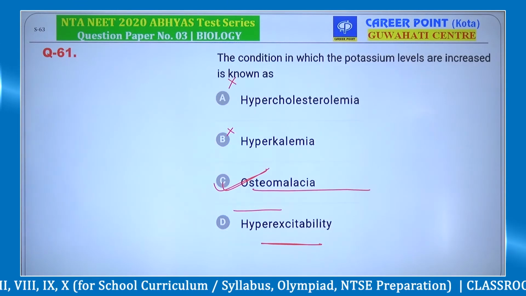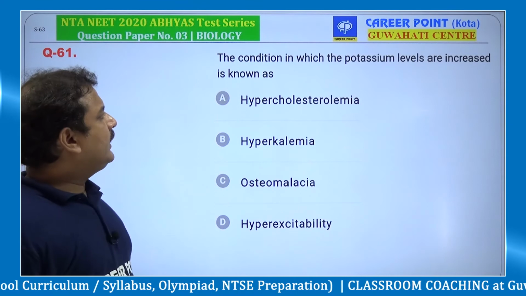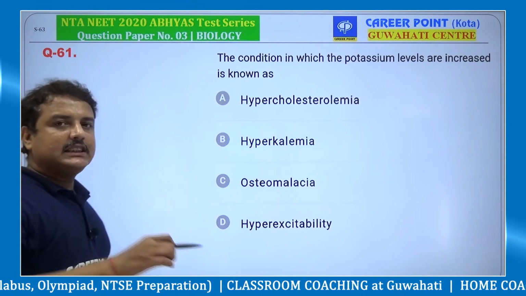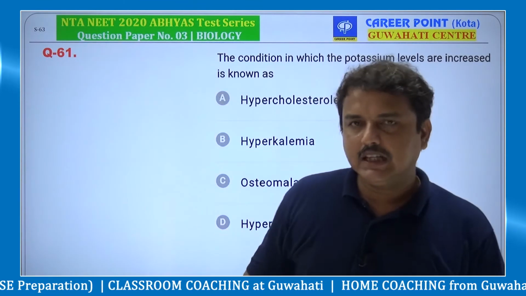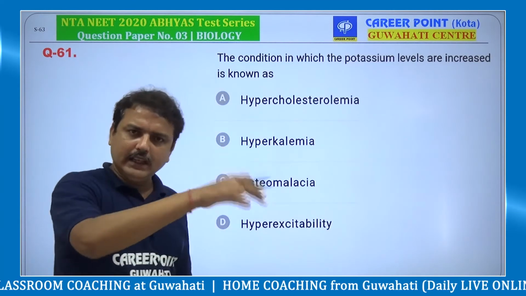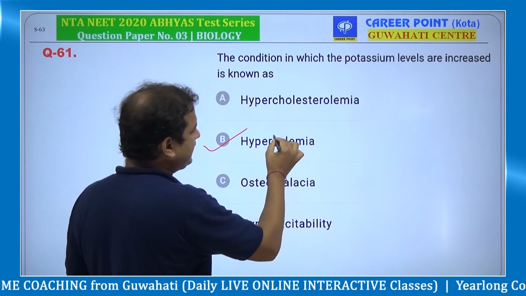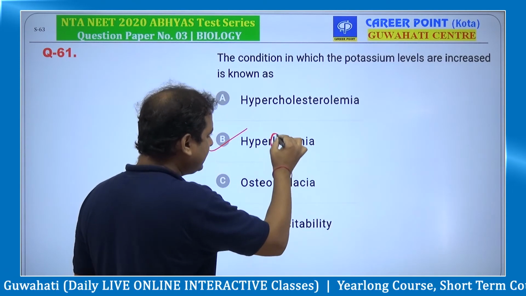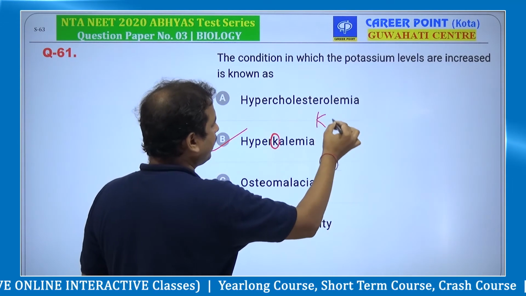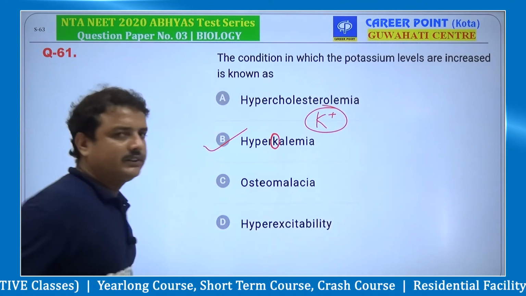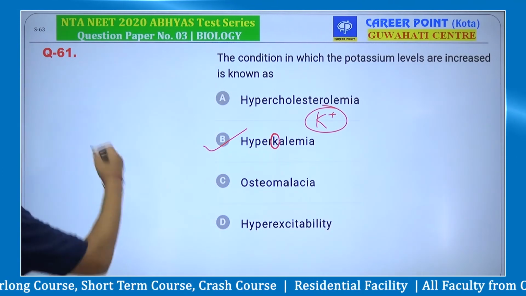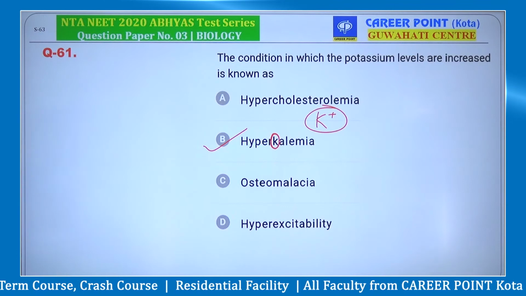Next, the condition in which the potassium level is increased is known as... it is beyond NCERT, it is not in the NCERT book. So here the answer is hyperkalemia. Please remember, this K word stands for potassium. Just for your knowledge. So question number 61, the answer is B, hyperkalemia.